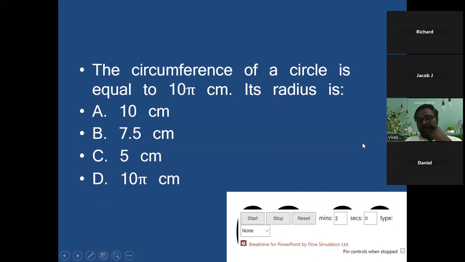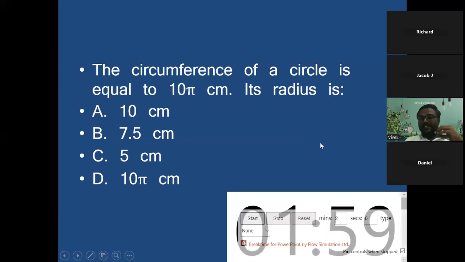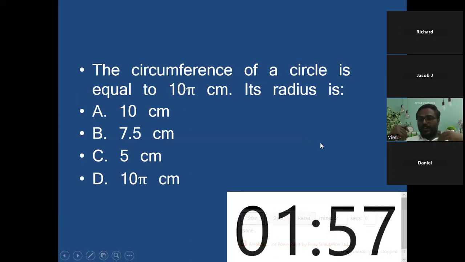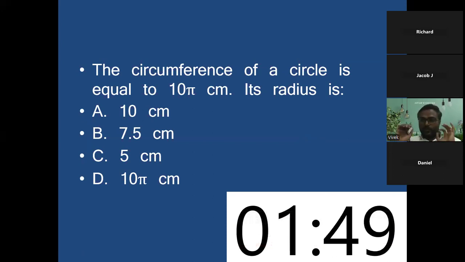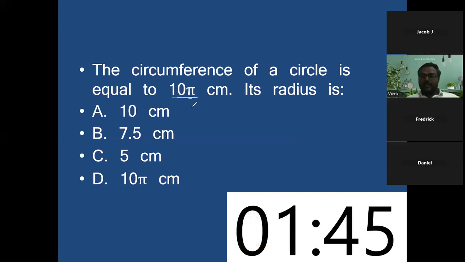So here is your next question, guys. Your time starts in 3, 2, 1, go. There is a little trick to this. You don't need to put the value of pi as 3.14. Just keep the value of pi as pi itself. It will be easier for you to solve. Circumference is 10 pi. Just keep the pi as it is.